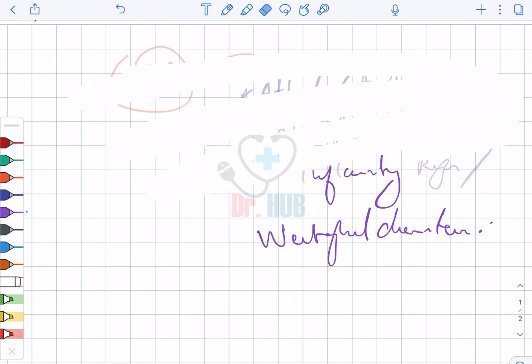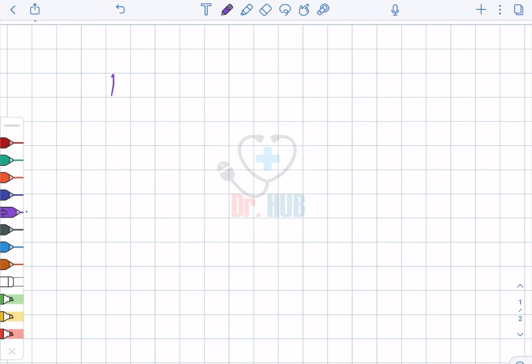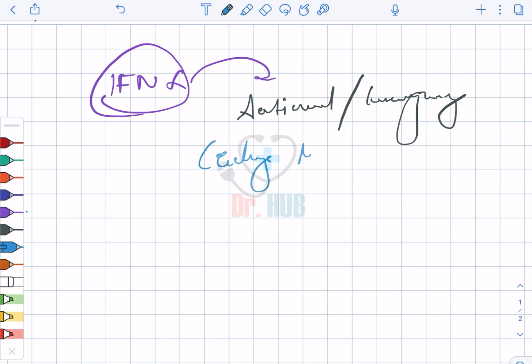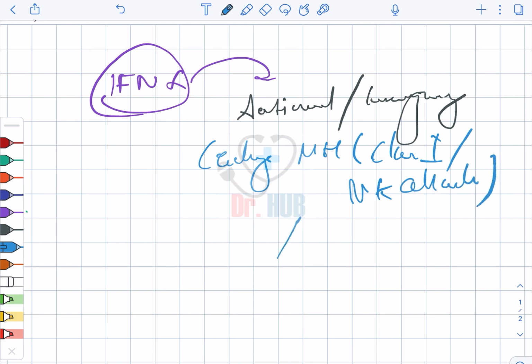Next, we see IFN alpha. In the case of IFN alpha, it has an antiviral effect. It is again immunoregulatory. That is what it does. It enhances MHC class 1, NK cell activity, as well as being anti-proliferative.